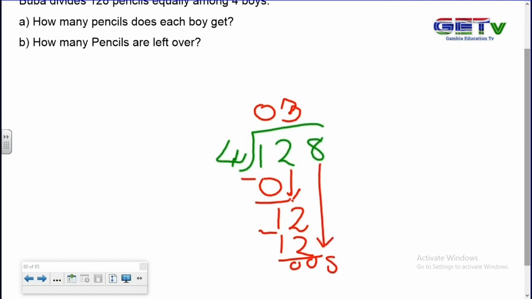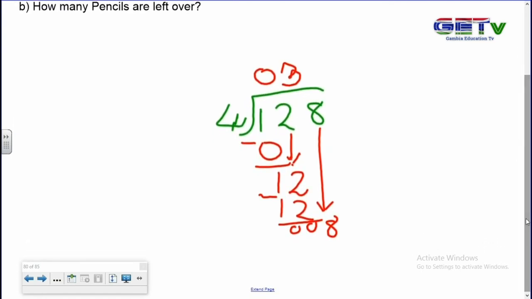Now bring the 8 down. 8 divided by 4. How many groups of 4 are in 8? That is 2. 2 times 4 is 8. Now let's subtract it. 8 minus 8 is 0. And 0 minus 0 is 0.